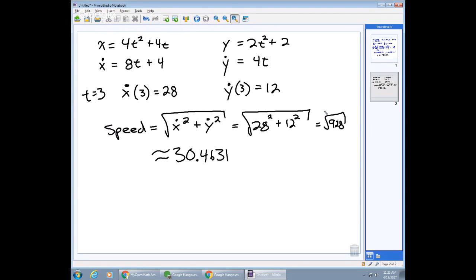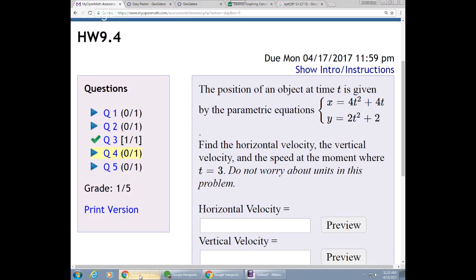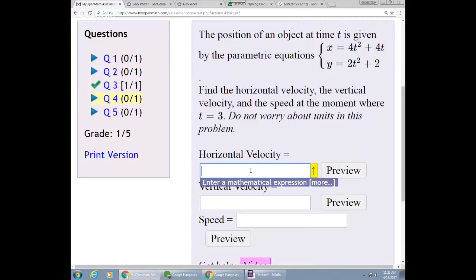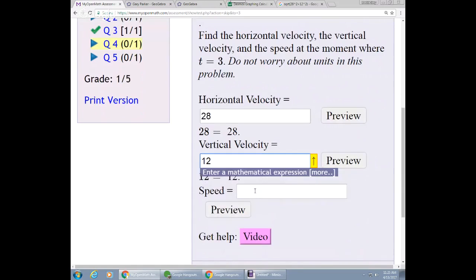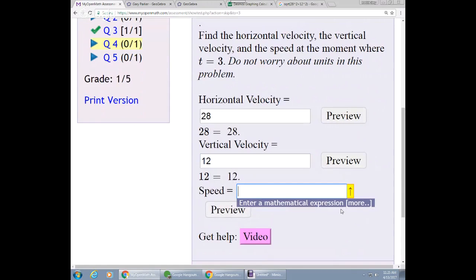All right, and sometimes I can plug in something like the square root of 928. So let's see what this one accepts. Horizontal we found was 28. Vertical we found was 12. And then I'm just kind of curious, will it accept the square root of 928? Was that what it was? 928.